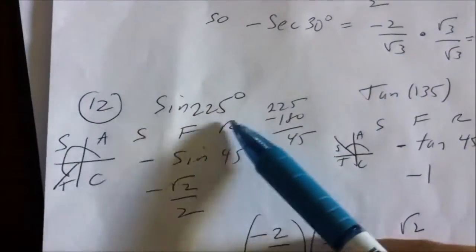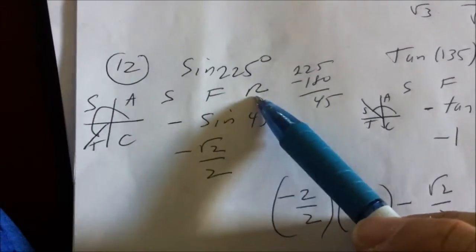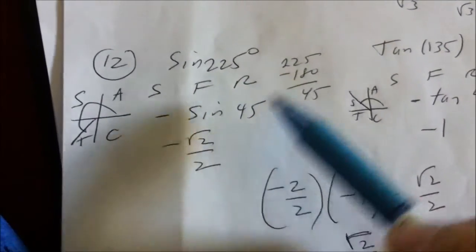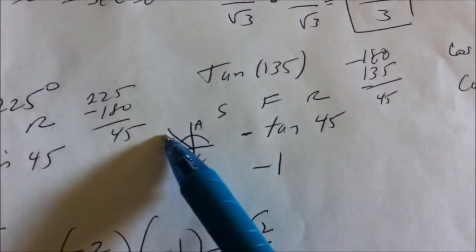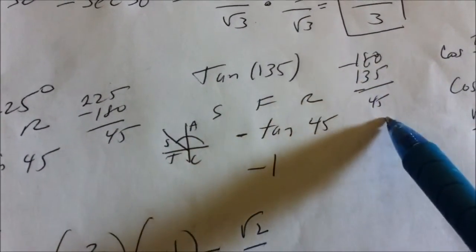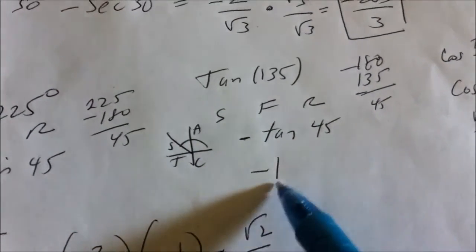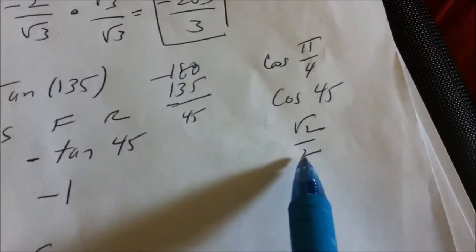For number 12, it was just the same thing as we did, but in 3 pieces. Sine of 225, SFR, terminates in the third quadrant, where sine is negative, function is sine, to get the reference angle, 225 minus 180. That I get right from my tic-tac-toe chart, negative radical 2 over 2. Tangent of 135, SFR, terminates in the second quadrant. That's where tangent is negative. The function is tangent. The reference angle is 180 minus 135, or 45. Get that from the tic-tac-toe chart, it's negative 1. And lastly, cosine of pi over 4 is really cosine of 45. Get that directly from the tic-tac-toe chart, radical 2 over 2.